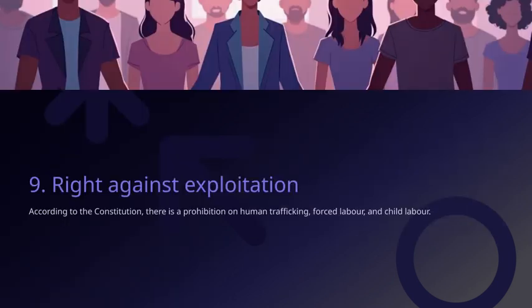Let's talk about the right against exploitation. According to our Constitution, there is a clear prohibition on human trafficking, forced labor, and child labor. These protections are fundamental because they safeguard individuals from being exploited and ensure their dignity and freedom are upheld. When we discuss rights, it's crucial to see how these specific protections tie into the broader theme of human rights and social justice. By preventing exploitation, the Constitution aims to create a safer, more equitable society for everyone.